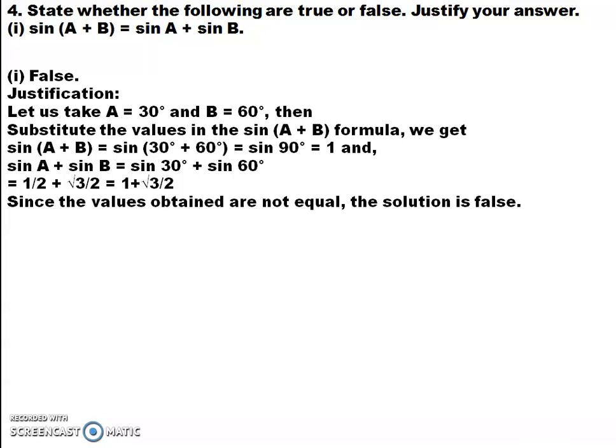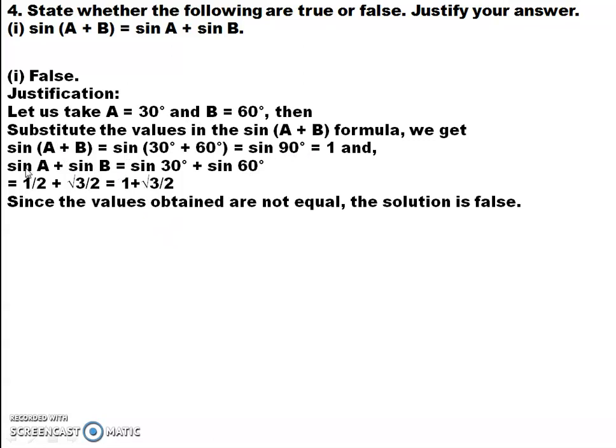Let us see by taking A equal to 30 degree and B equal to 60 degree. So what is sin(A + B) if A is 30 degree and B is 60 degree? If we add 30 plus 60, we'll get 90. So here we can say that sin 90 degree should be equal to sin 30 plus sin 60. Let us calculate. What is sin 90? Sin 90 is 1, that you know.